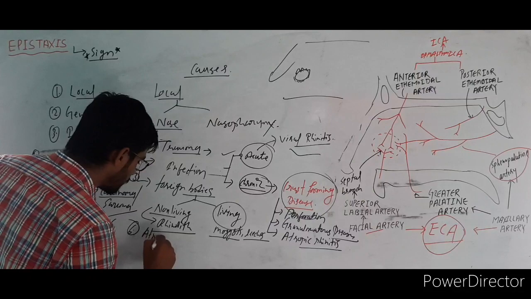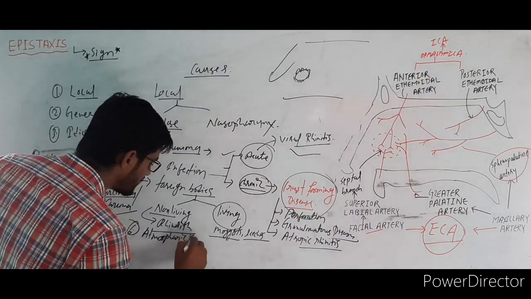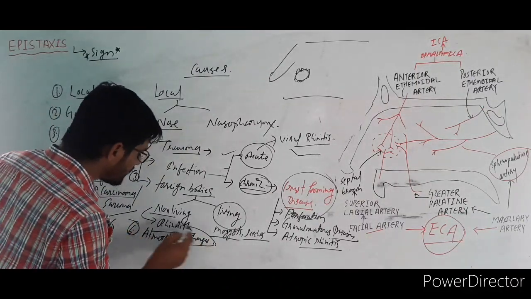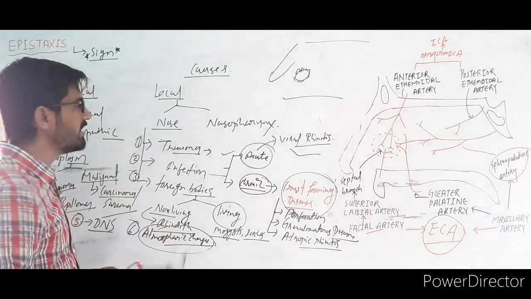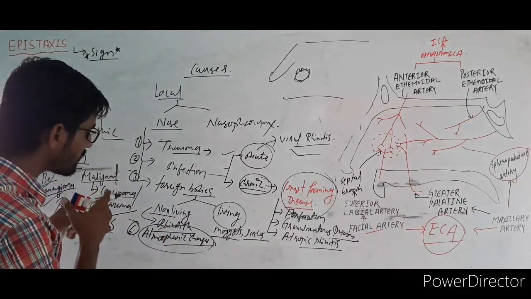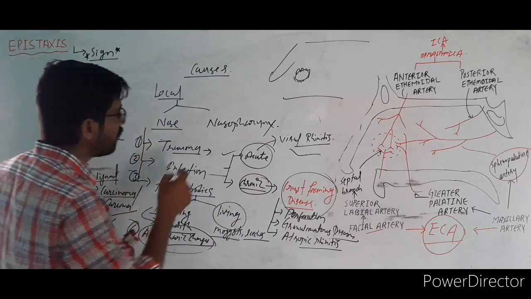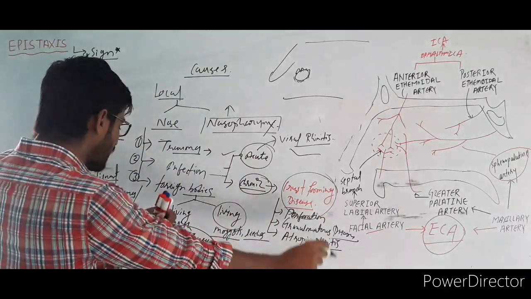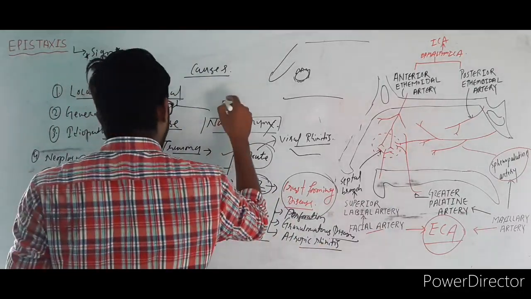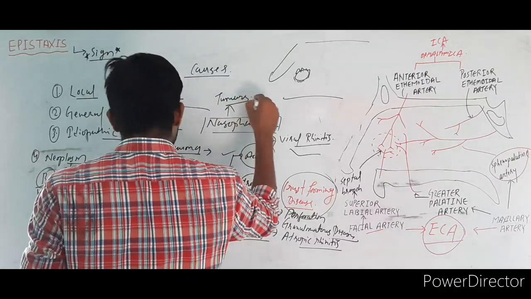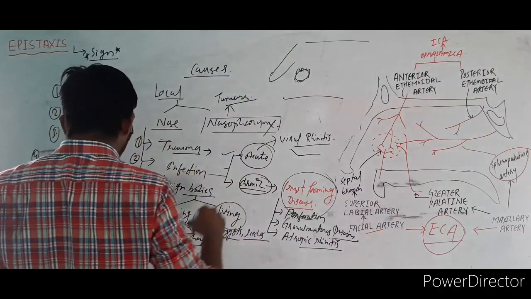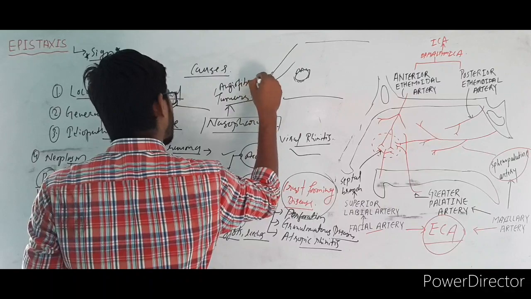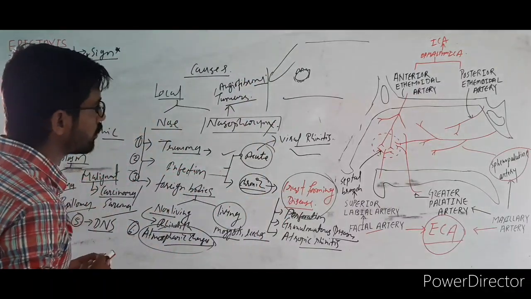Atmospheric changes: if there are any sudden atmospheric changes, it will lead to bleeding. So these all are the local causes. Now we have to see the causes in the nasopharynx: any malignancy, any tumors, malignant tumors, and angiofibroma. So these all are the local causes.